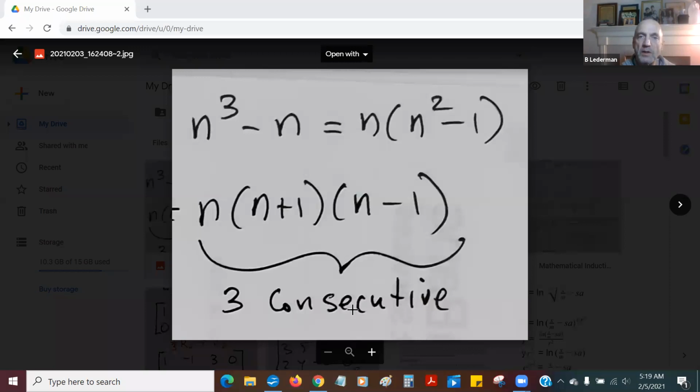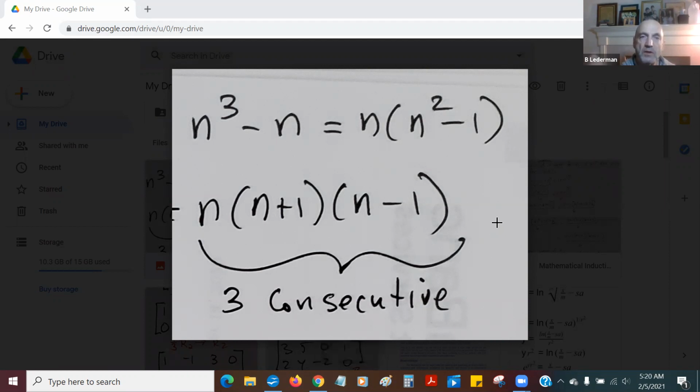And if you notice, there are 3 consecutive numbers here. The argument we made is that if there are 3 consecutive numbers, at least one of them has to be a multiple of 3. Because if you take 3 numbers in a row, at least one of them has to be a multiple of 3. Furthermore, at least one of them has to be a multiple of 2. It's possible that 2 of them are multiples of 2, but for sure, at least one is going to be a multiple of 2.